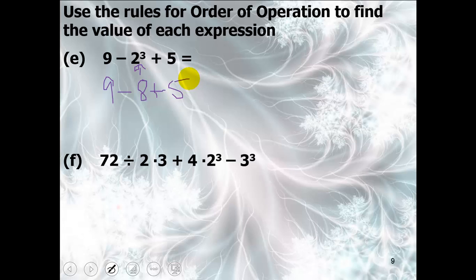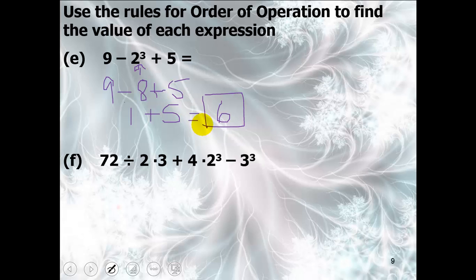That really doesn't apply. Now I do addition and subtraction in the order that they appear. So I must go 9 minus 8 is 1 plus 5 is equal to 6. So the value of this exponential expression is 6.